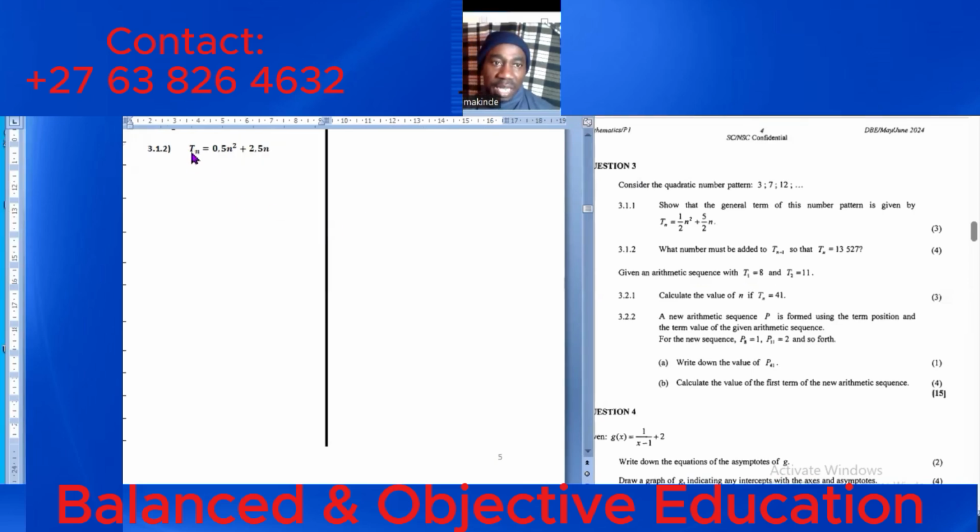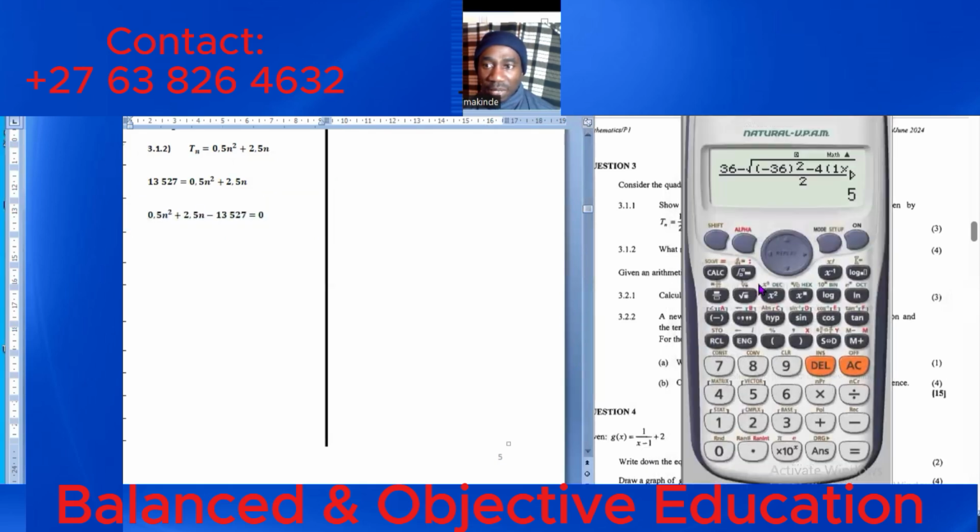Since they said Tn equals this, all we need to do is to substitute Tn equals 13,527 there. So we do that, and we can transfer this value to the right-hand side in order to have a quadratic equation. So we have this quadratic equation and we set everything to 0. So we can solve everything on the calculator to get the values of n.